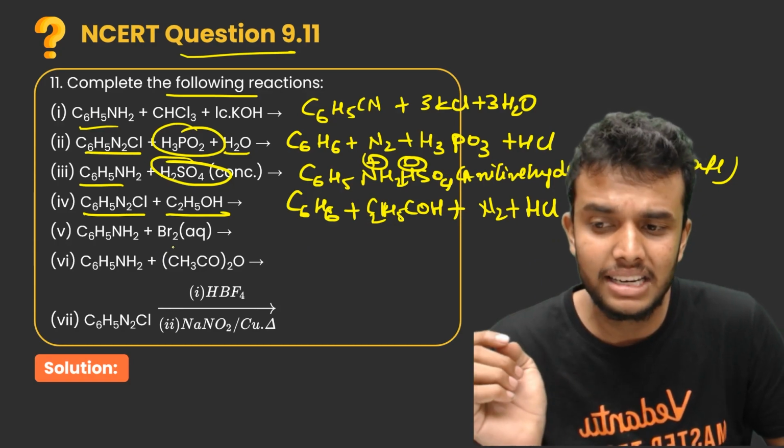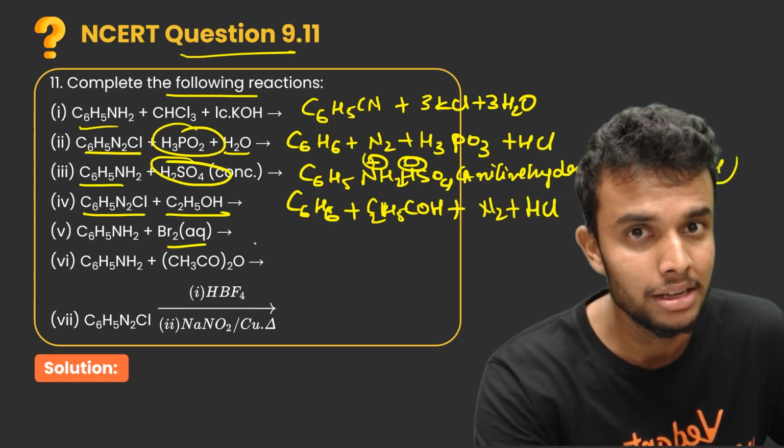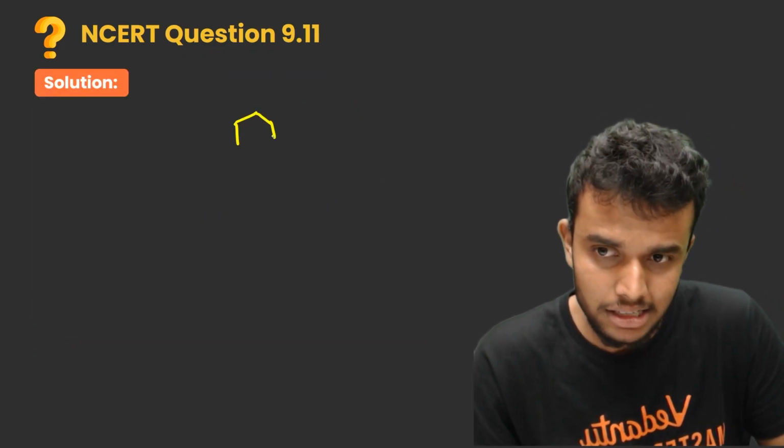Next one is aniline reacted with bromine. The NH2 group is an ortho and para directing group. That's why it yields the tribromo product. I write the answer here. Okay.